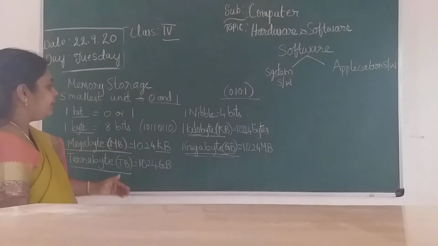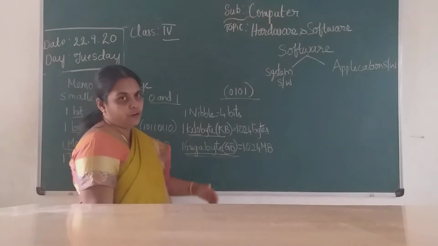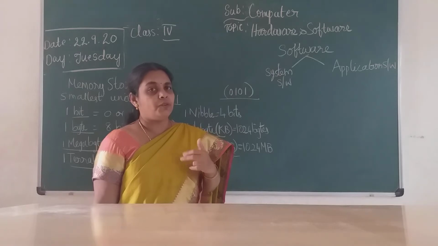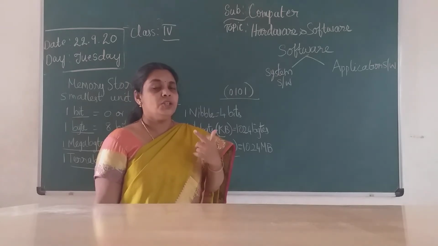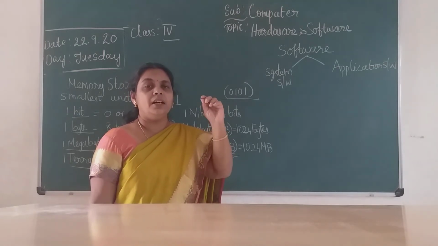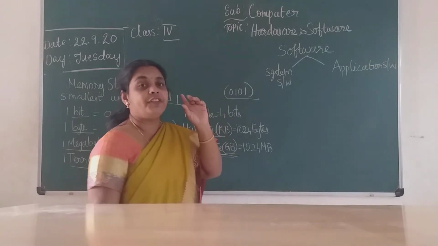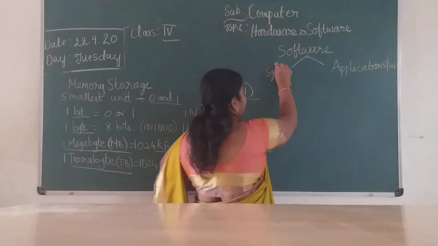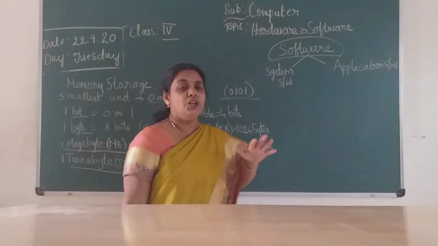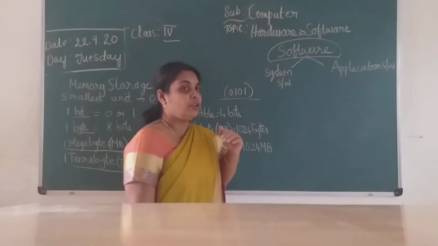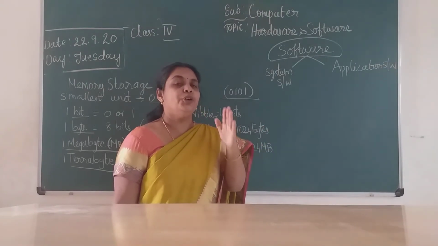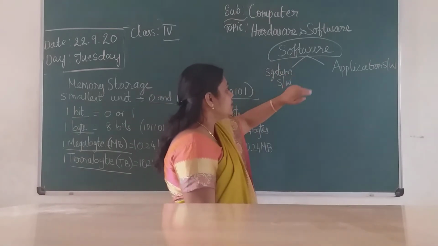Okay children. Then next one, moving to software. So two things are there. One is hardware and software. We have already discussed what is hardware. So software means that we cannot see or touch or feel them. Okay, so that is called software. It is mainly programs which help in the working of the computer. So this software makes the computer, which is a machine, to work. Okay, that is called software.